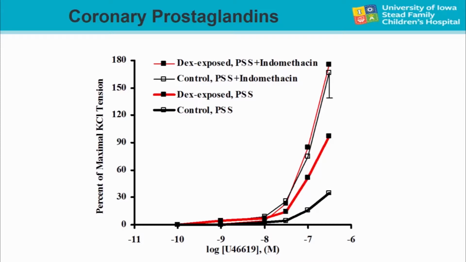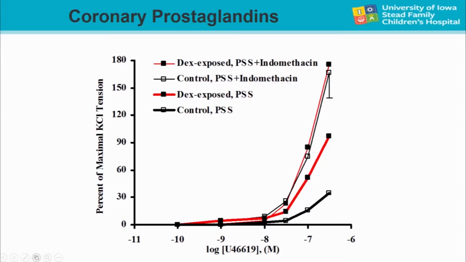In here now we're looking at the prostaglandin pathway. We're placing indomethacin in the muscle bath, which is a cyclooxygenase inhibitor, so it's inhibiting breakdown of arachidonic acid to vasodilatory and vasoconstrictor prostaglandins. We're trying to constrict the coronary arteries with the thromboxane mimetic U46619. And you can see the DEX-exposed coronary arteries are hypercontractile to the thromboxane mimetic. And contractions for both the DEX-exposed and the control vessel go up fairly dramatically and reach the same level when we inhibit prostaglandins.